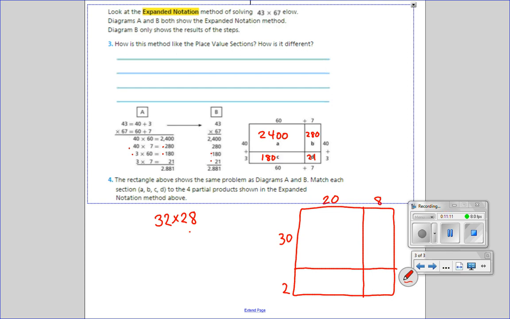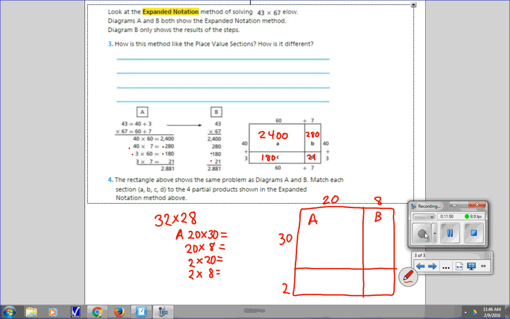So you're going to say 20 times 30. You're going to say, what did we say B was? 20 times 8. 2 times 20 and 2 times 8, right? Check my work.